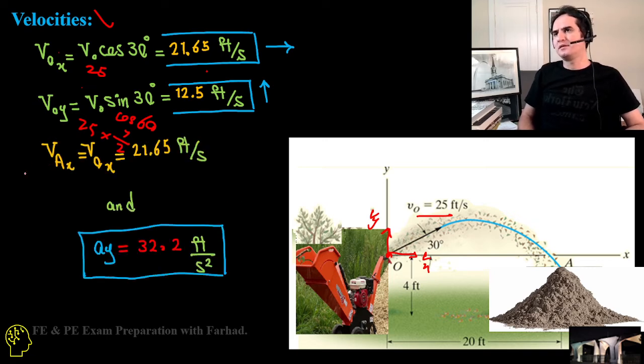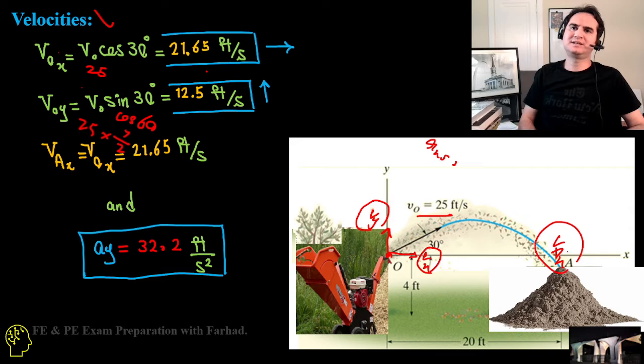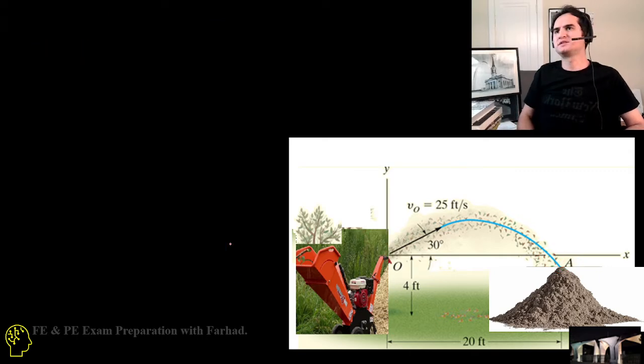So we know in the x direction, Vox, which is V naught x, equals Vax, because Ax is equal to 0. So the velocity at the first point and the velocity at the last point remain the same. And we know Ay is 32.2 feet per second squared in British units.